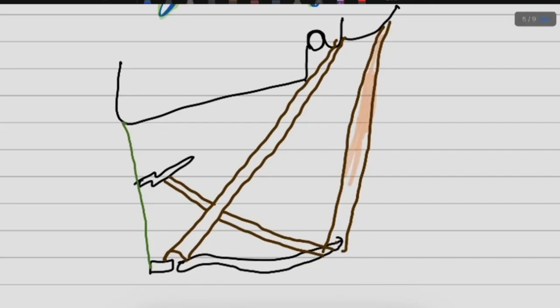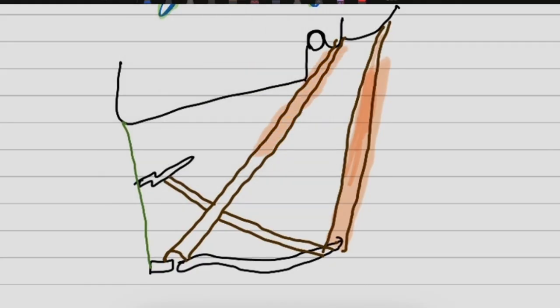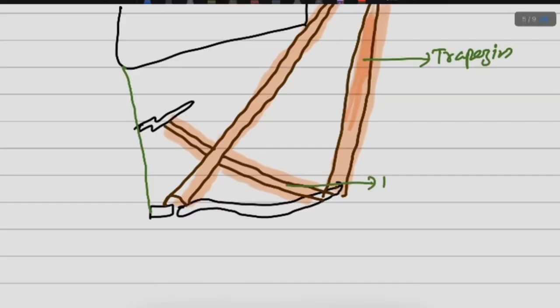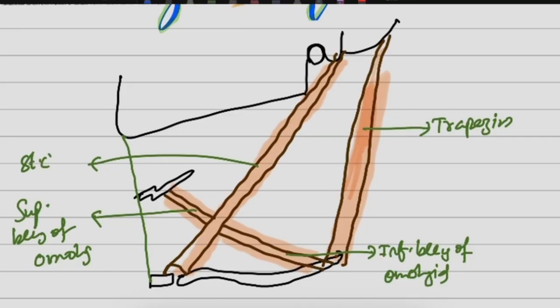So this is the trapezius muscle, and this is the sternocleidomastoid. This is the superior belly of omohyoid, this is the inferior belly of omohyoid. I'll just write the names roughly. So this is trapezius, this is the inferior belly of omohyoid, this is the superior belly of omohyoid, and this is sternocleidomastoid.